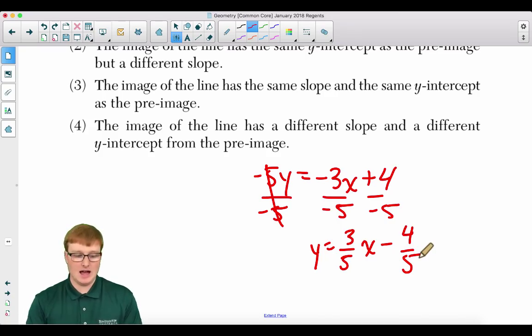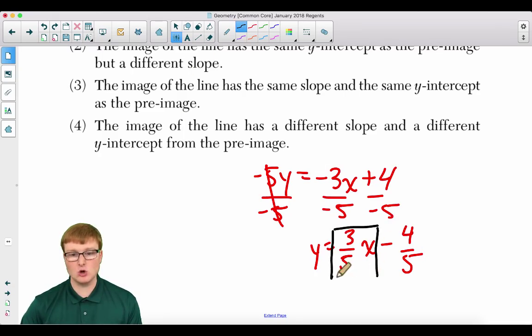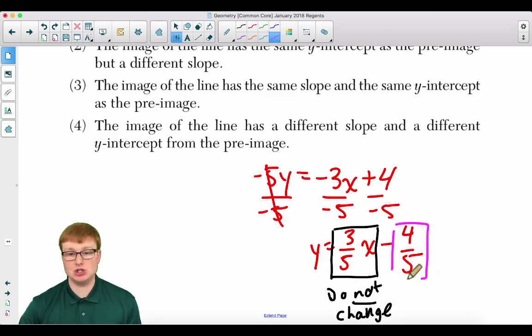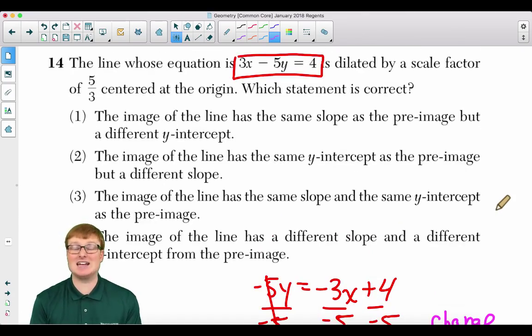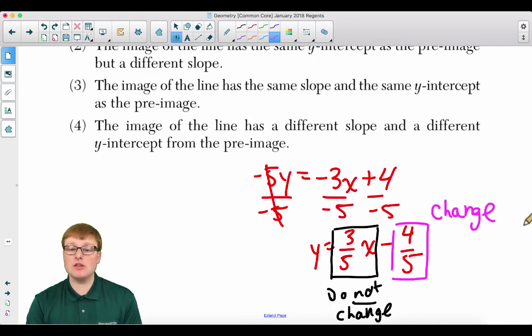Here's the deal. I don't care what the y-intercept is. I only care about the slope, because when you dilate a line, the slopes do not change. They do not change. And the y-intercepts do change. Now, the reason why it's changing in this case is, again, the origin is not on the original given line segment, or line in this case. So we know that the y-intercept is going to change and the slope is not.